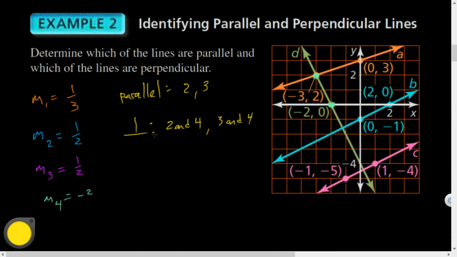But yeah, so 2 and 4, are these opposite reciprocals here? Yeah, flip a half, you get 2 over 1, and then opposite it. Perfect. Look at that. And also, if I multiply these, that's equal to negative 1. So yeah, these two are perpendicular, and so are those two.